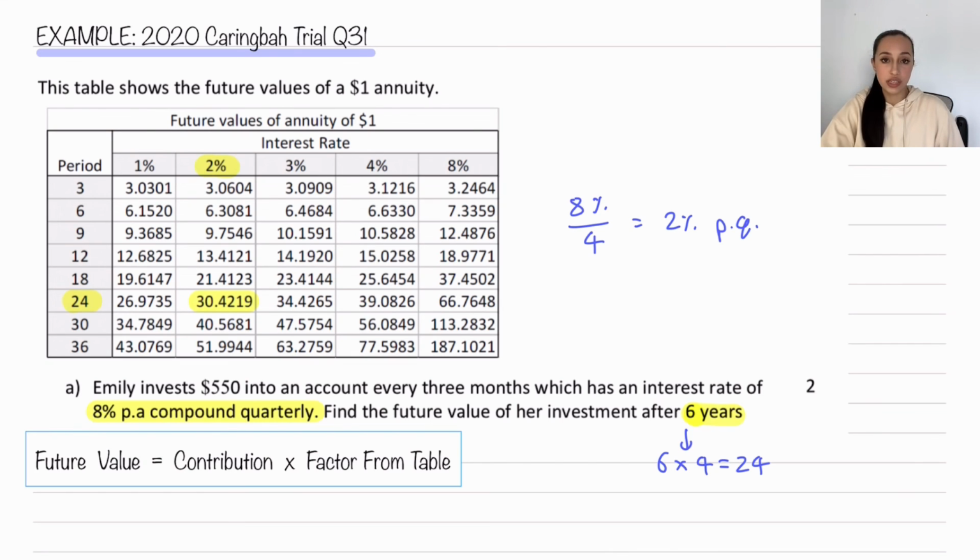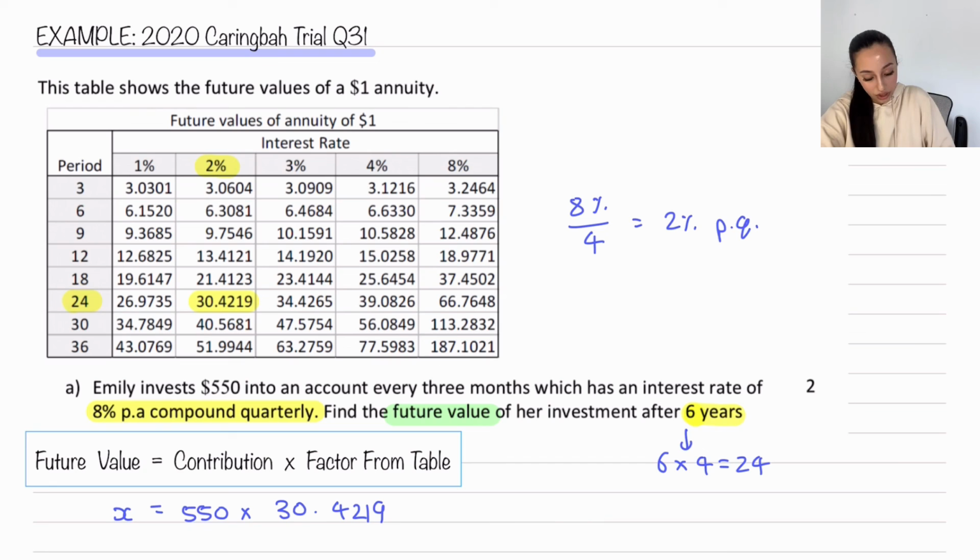Then look at what the question is asking you. This question is asking us to find the future value. So I'm going to let X be the future value. We know that the contribution is $550 because that's what it says in the question. And the factor from the table is 30.4219. Okay, put that on your calculator and you should get $16,732.05.